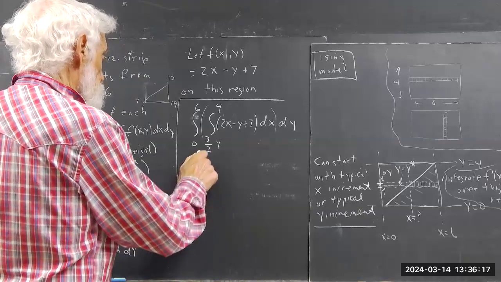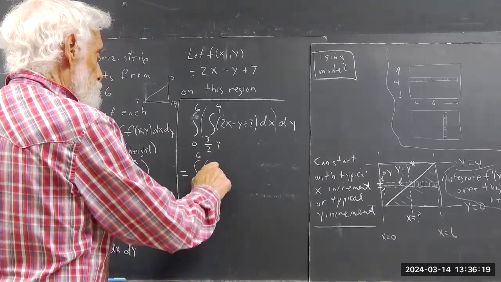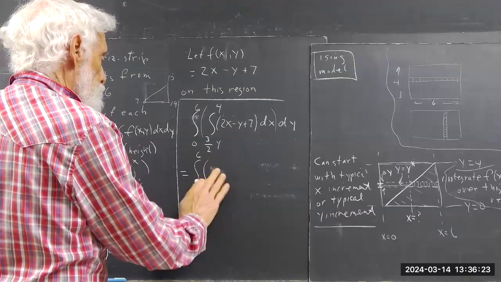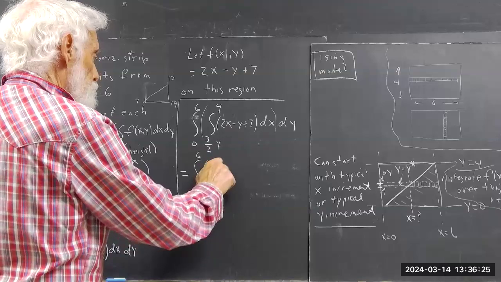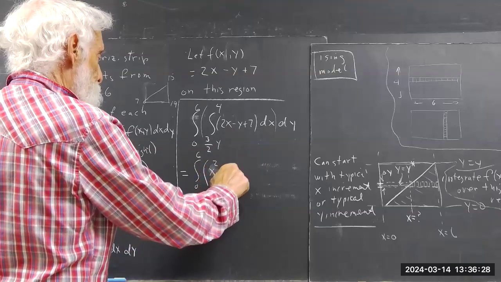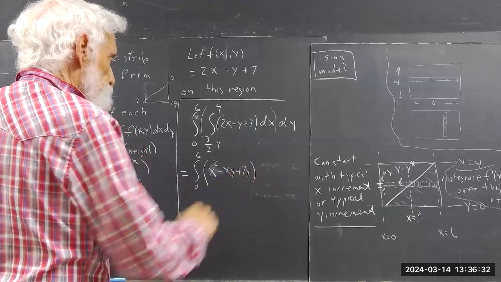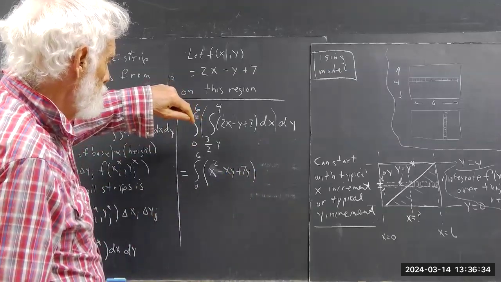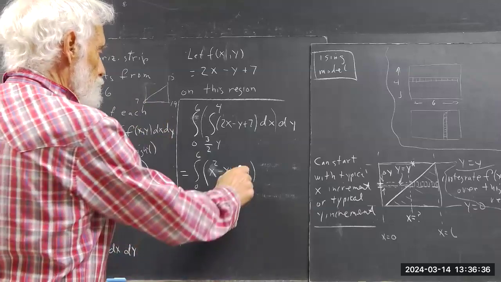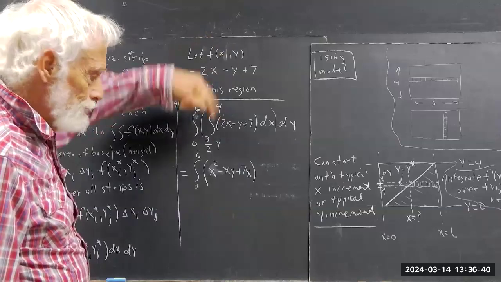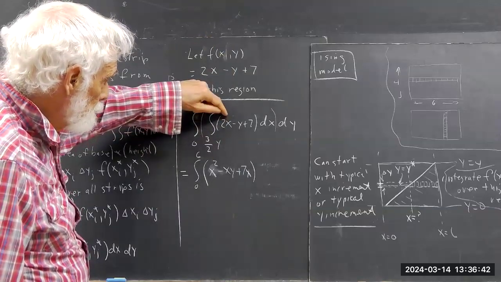The integral from 0 to 6, and we see the integral with respect to x. The antiderivative of 2x is x squared. That's 7x plus 7y. Okay. See how easy it is to make mistakes when you're not thinking.